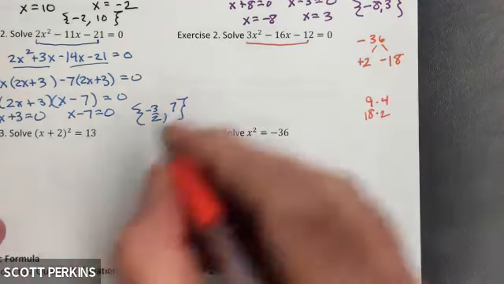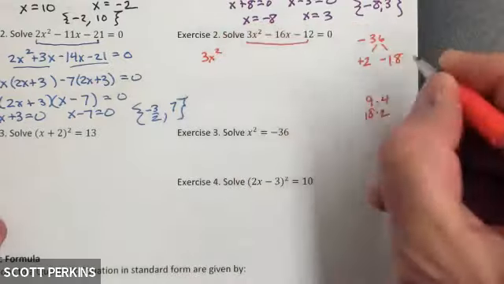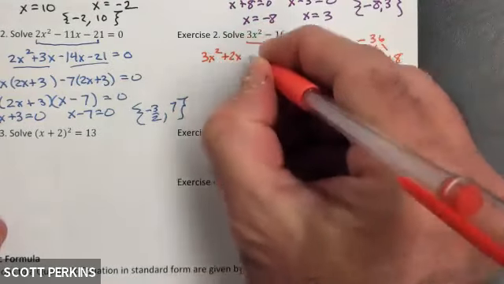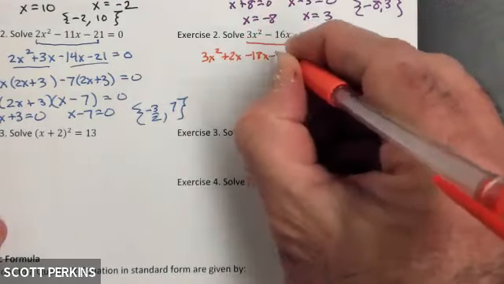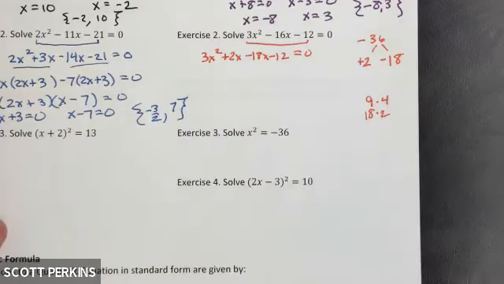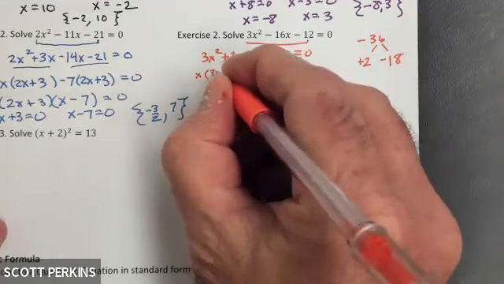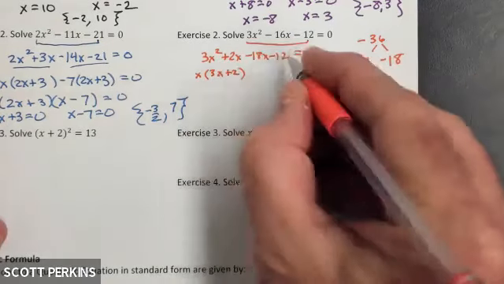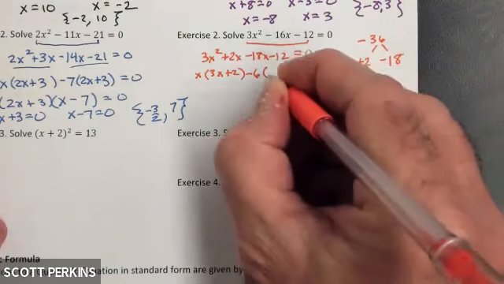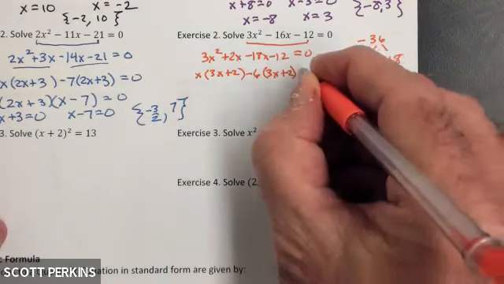So now I'm going to set this up as a grouping problem. So I have 3x squared plus 2x minus 18x minus 12 equals 0. I'm going to factor the x out of the first two and have 3x plus 2. I'm going to factor a negative 6 out of the second two and have 3x plus 2.